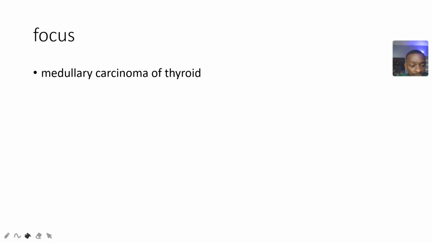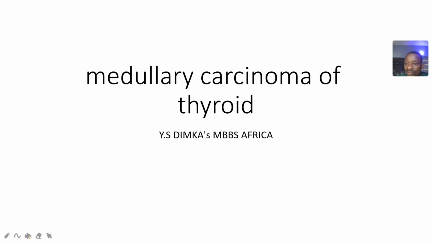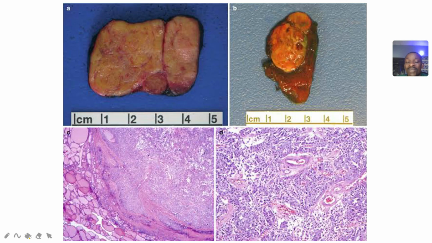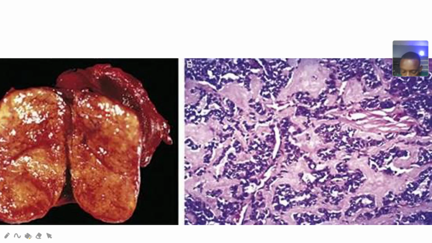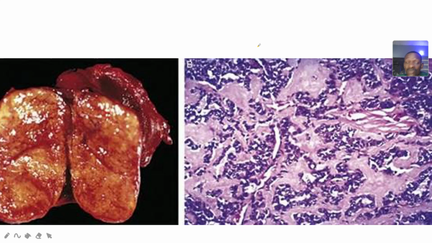Look at another tumor or cancer growth that occurs at the thyroid gland, and this is what is known as the medullary carcinoma of the thyroid. Medullary carcinoma of the thyroid. So, just so you know, it's a rare type of thyroid cancer and usually arises from the parafollicular cells of the thyroid. You have follicular cells, you also have the parafollicular cells.